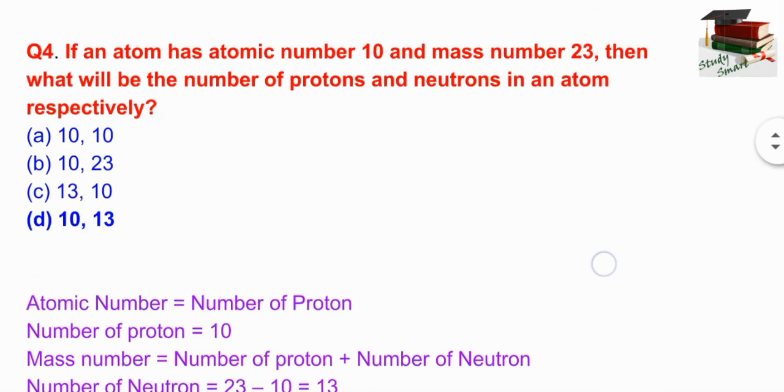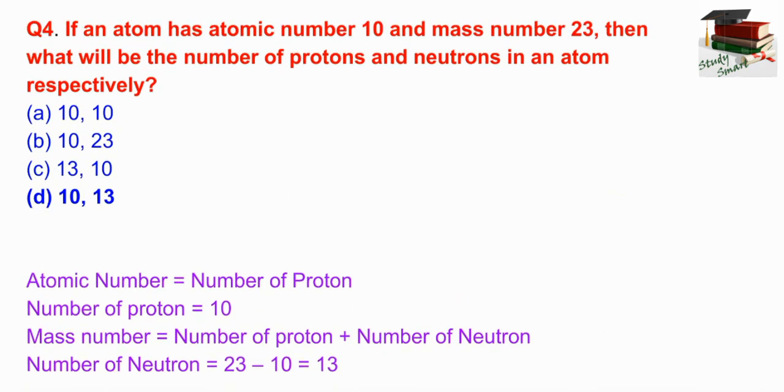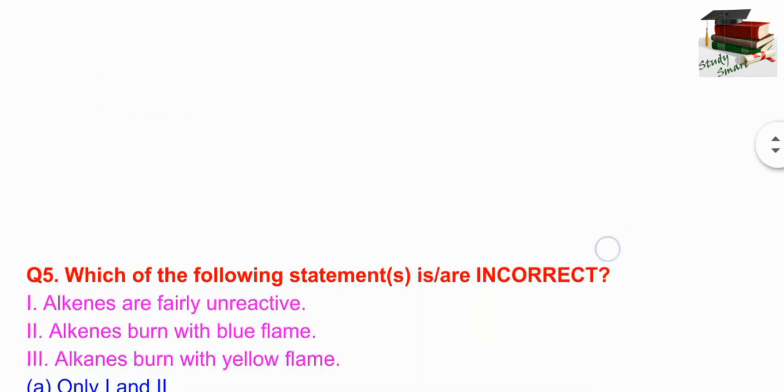We know atomic number equals number of protons. Here atomic number is 10, so number of protons equals 10. Mass number equals number of protons plus number of neutrons. Here number of protons is 10, so number of neutrons is 23 minus 10, equal to 13. So the number of protons and neutrons are 10 and 13. Option D is correct.